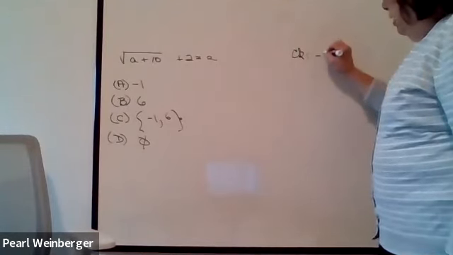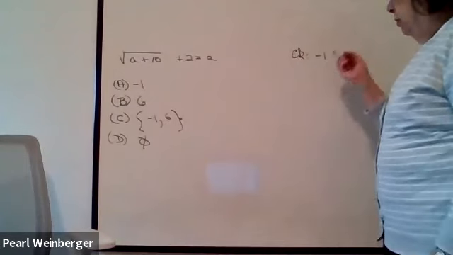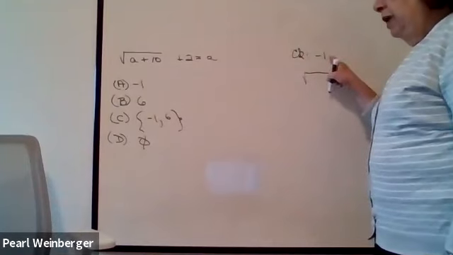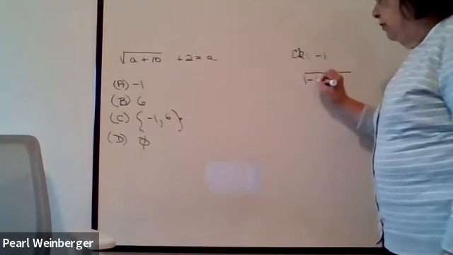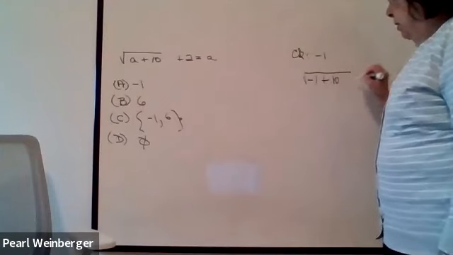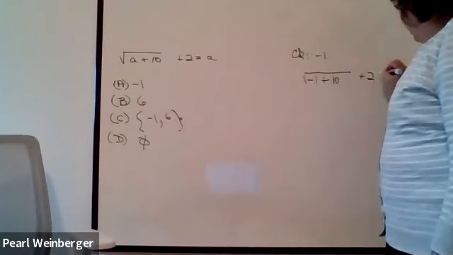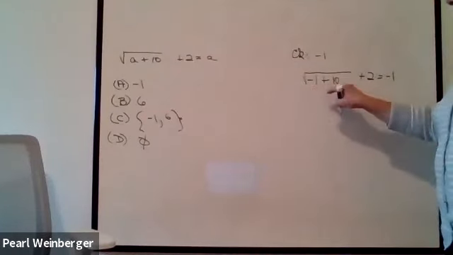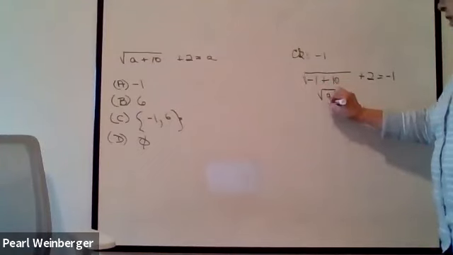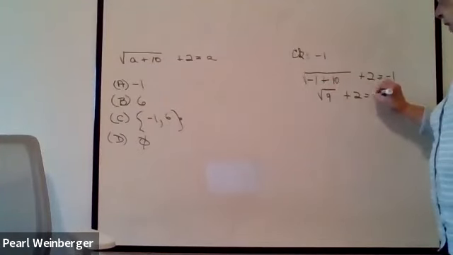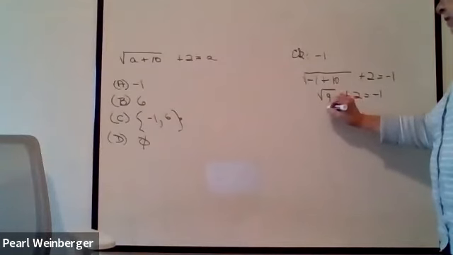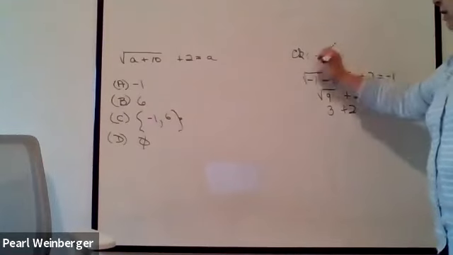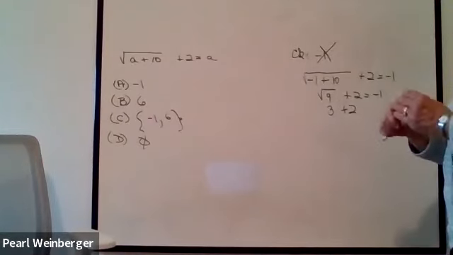So the first thing I'm going to check is with the answer -1. Well, let's see if -1 works. In place of the a, I'm putting -1, and I'm getting -1 plus 10 inside the radical plus 2 equals -1. When I do the -1 plus 10, I get 9. So this is the square root of 9 plus 2 equals -1. And the square root of 9 is, of course, 3. 3 plus 2 gives me 5 and not -1. The -1 doesn't work.